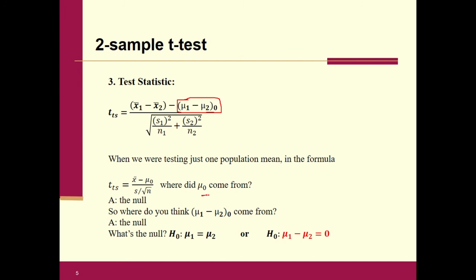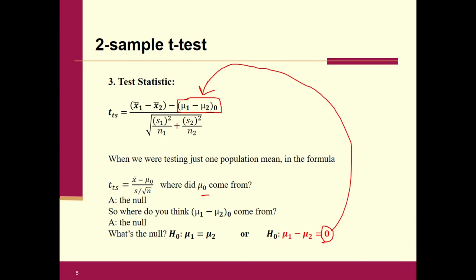mu1 minus mu2. What's the value in the null hypothesis? It's a big fat 0. So this value right here turns into, it's kind of silly, but it turns into 0, okay? You might be asking, well, why do we do that?